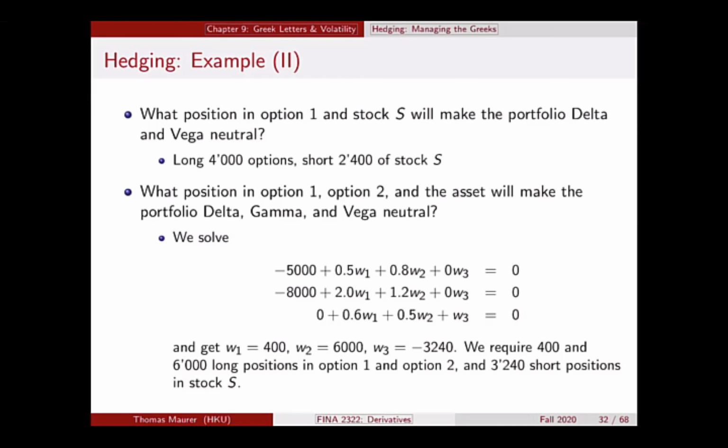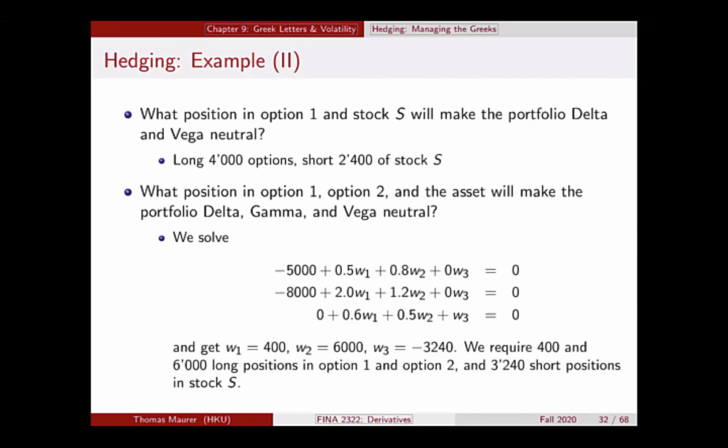Now I add to that W1 numbers of option 1, where each of those option 1 has a gamma of 0.5. And then plus W2 that measures how many options of type 2 I add to my portfolio, and each of those has a gamma of 0.8. And the last term is 0 times W3, where W3 captures how many units of the underlying asset I add to the portfolio, and each of them actually has a gamma of 0. So that's not going to affect my gamma.